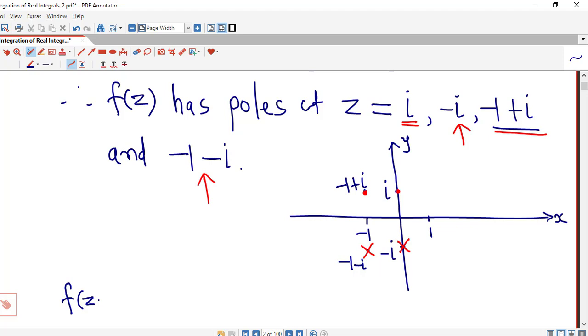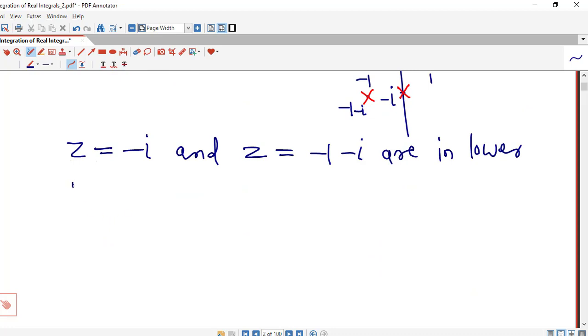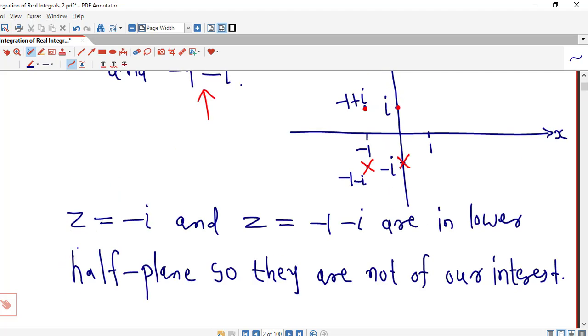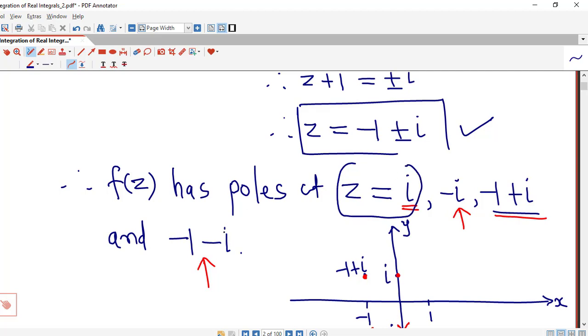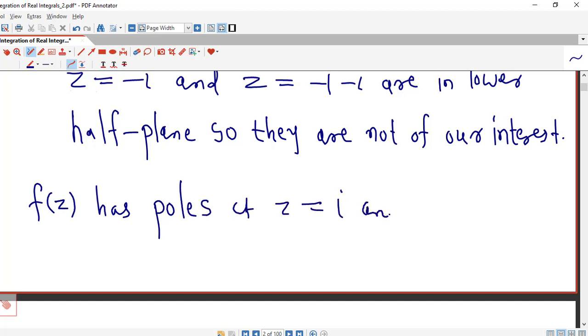So z equal to minus i and z equal to minus 1 minus i are in the lower half plane. These two poles are in the lower half plane, so they are not of our interest. So now we will concentrate on these two poles, z equal to i and z equal to minus 1 plus i. So we can again write that f of z has poles at z equal to i and z equal to minus 1 plus i in the upper half plane.